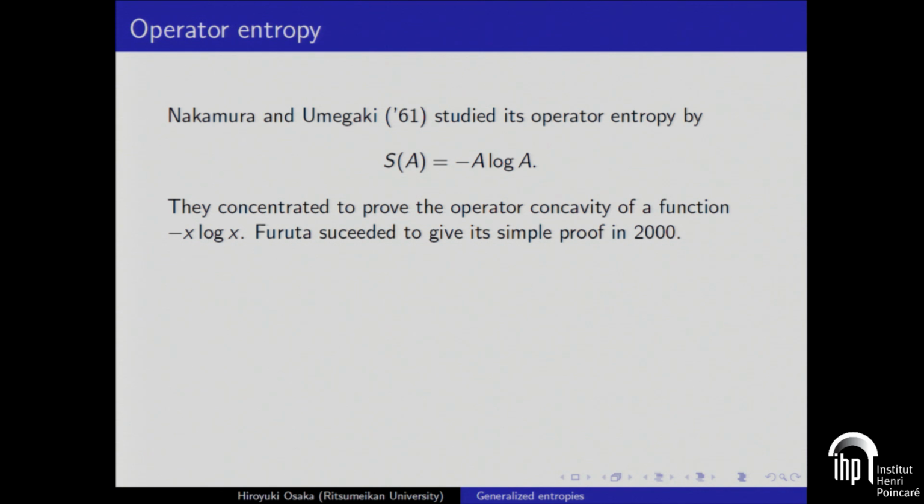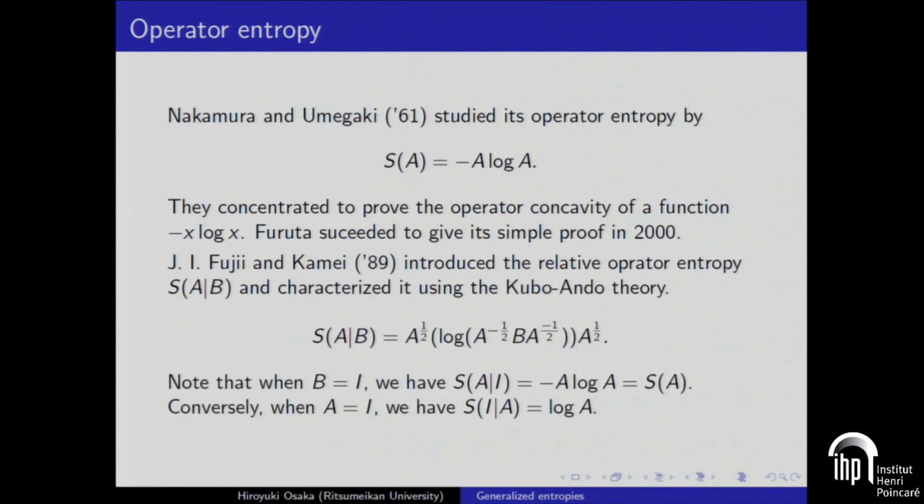Next is operator entropy. Nakamura and Umegaki studied operator entropy like this one. They concentrated on proving the operator concavity of the function in this one. At that time it was very difficult. Furuta succeeded in giving a simple proof in 2000, as I said before. Then Fujii and Kamei introduced a relative operator entropy like this one.